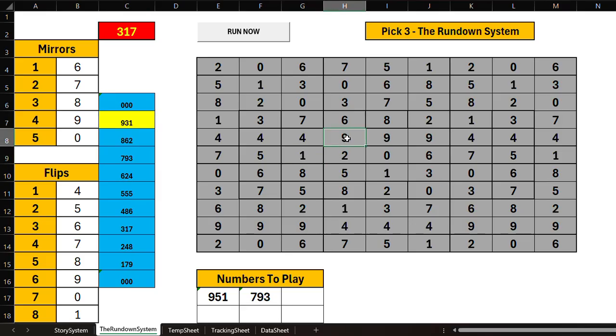There's a 9, a 1, 9. So it's way down here. 931. So we just find 931 here. And then 862. Let's see if we can find the 862.